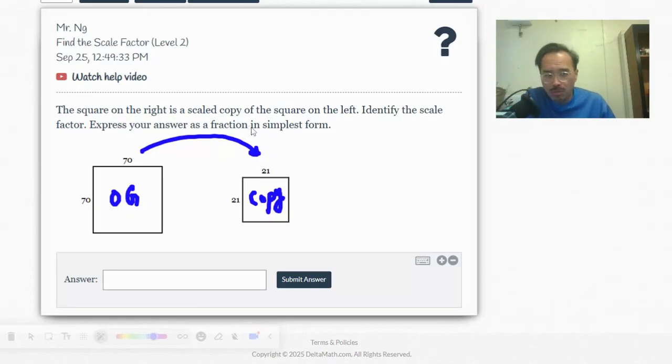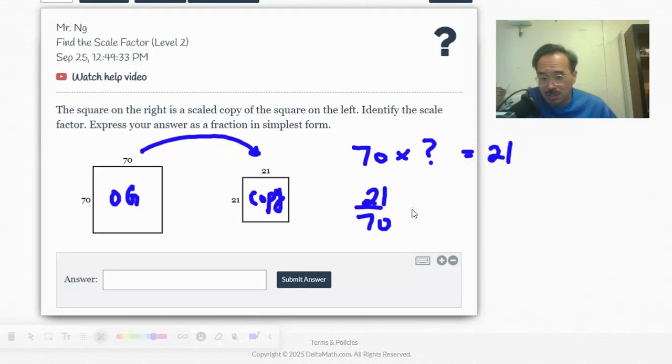Now, when you're not sure what to do here, think about this. We're going from 70 to 21, right? So the question is really, what 70 times what gives us 21? Well, it's not going to be anything 1 or greater. That number has to be a fraction. Here's the trick you can use: you could do 21 over 70, and then you have your answer. Now, 21 over 70 can be reduced, because they want this in the simplest form.